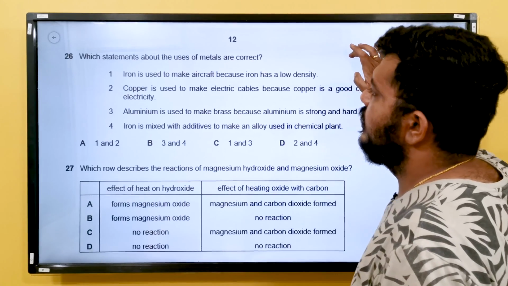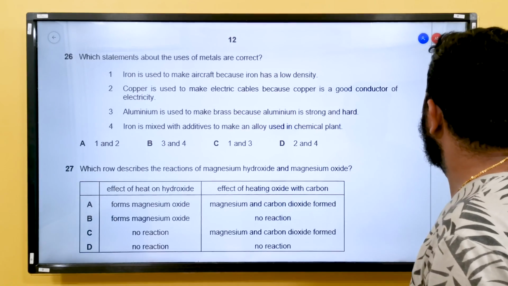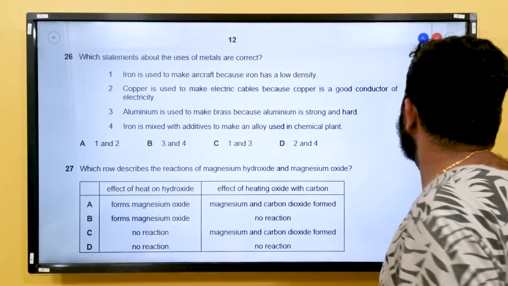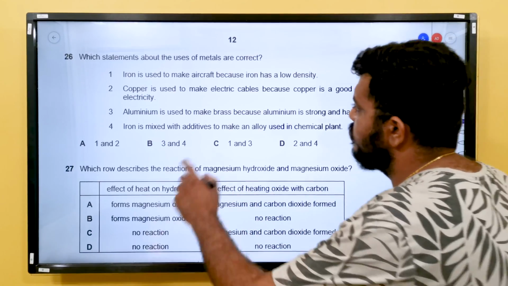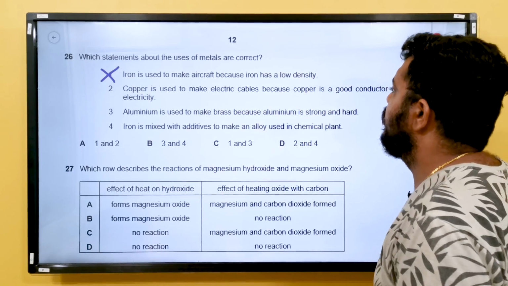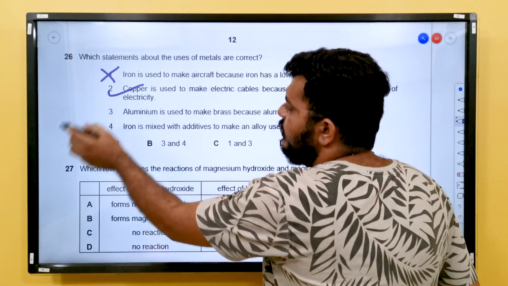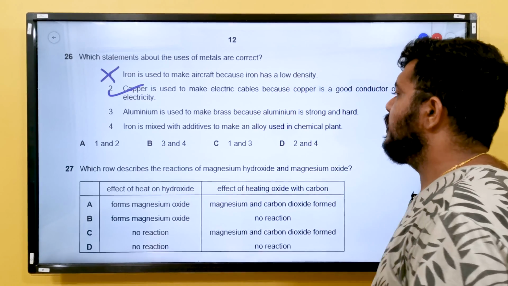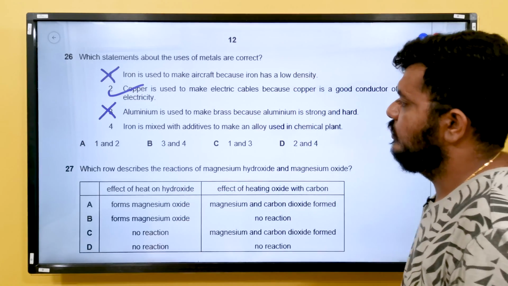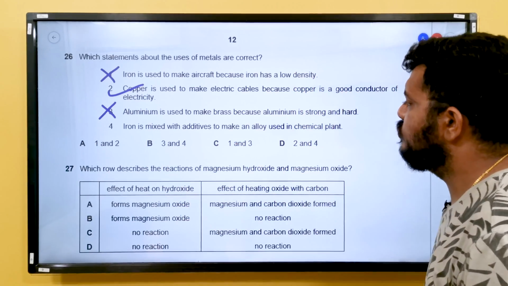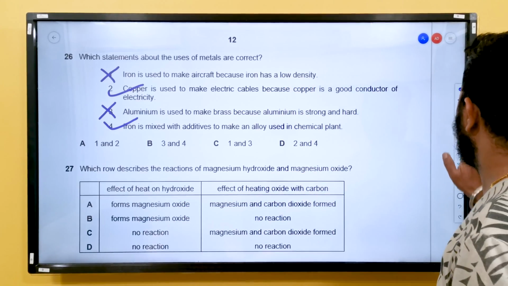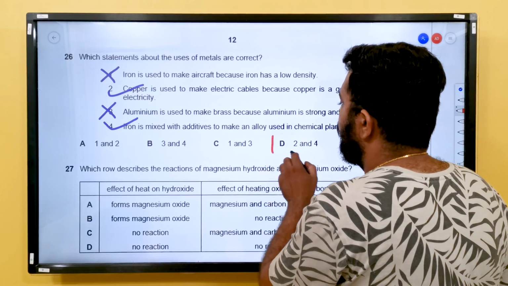Okay. Which statements about the uses of metals are correct? Iron is used to make aircraft because iron has a low density. Iron does not have low density and it is not used to make aircraft. Copper is used to make electric cables because copper is a good conductor of electricity. Yes. Aluminium is used to make brass because aluminium is strong and hard. No, it's not used to make brass. Okay. Iron is mixed with additives to make an alloy used in chemical plants. Yes, that is true. So your correct options are option 2 and 4.